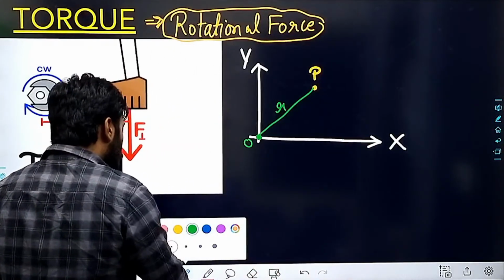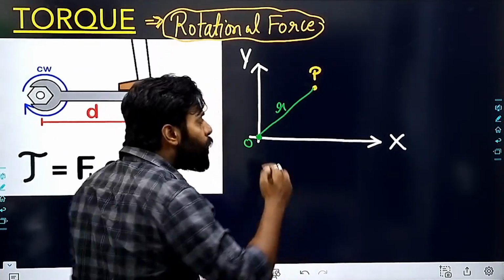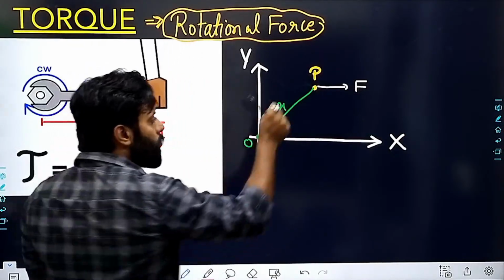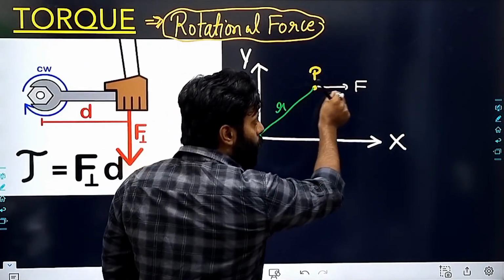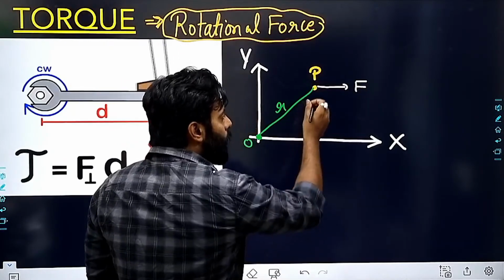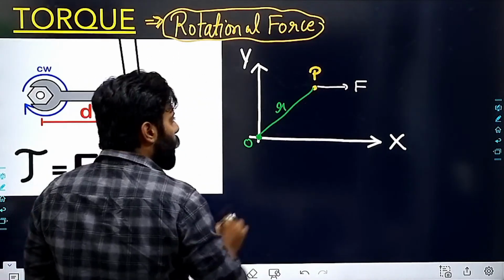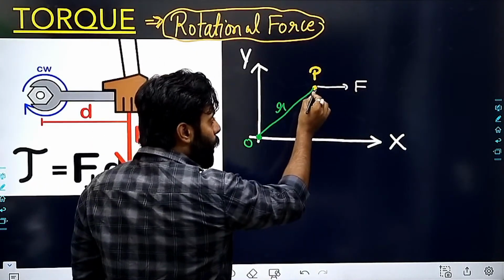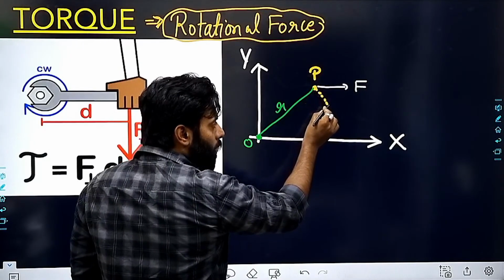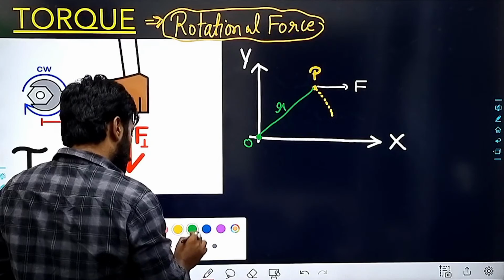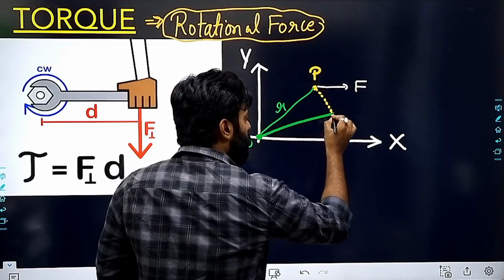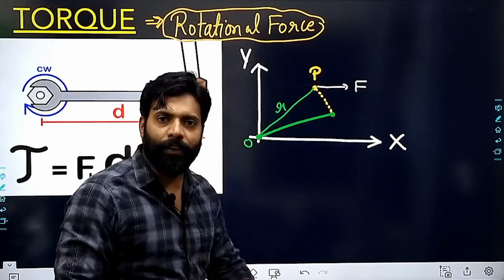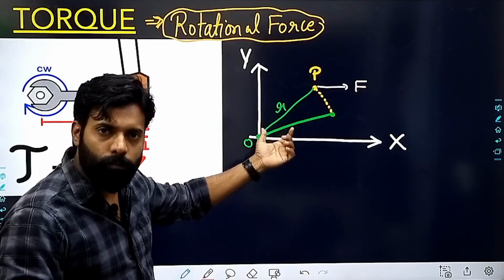Now if I apply force at this point, in this direction, then I know that this object will rotate. It can't move in this direction, it will only rotate, because we have attached this object to another string which is not changing its radius.